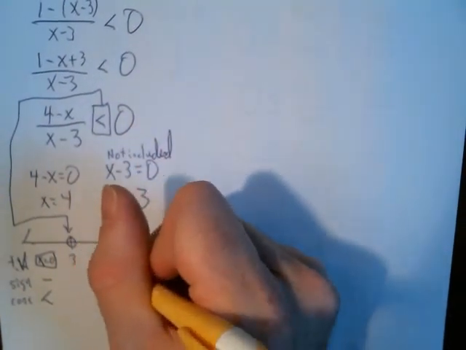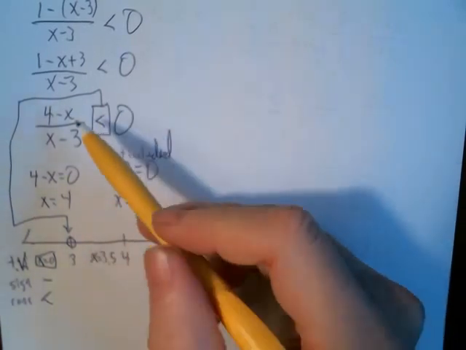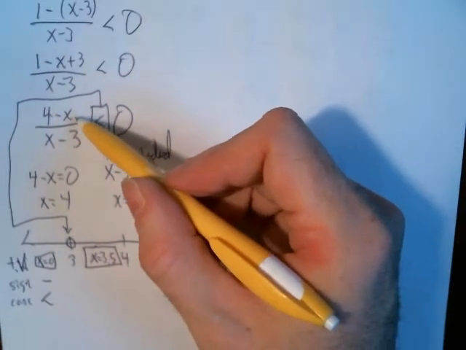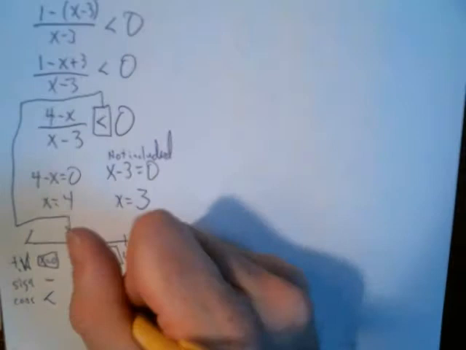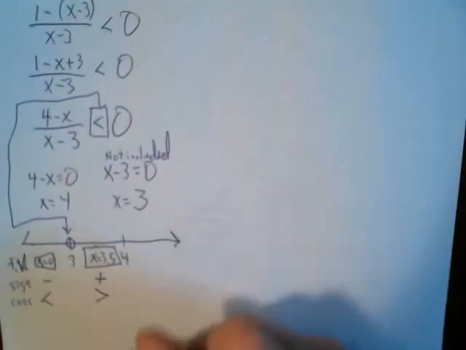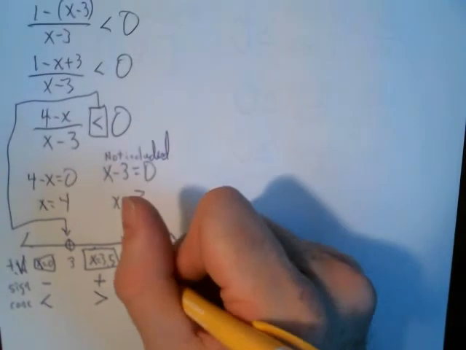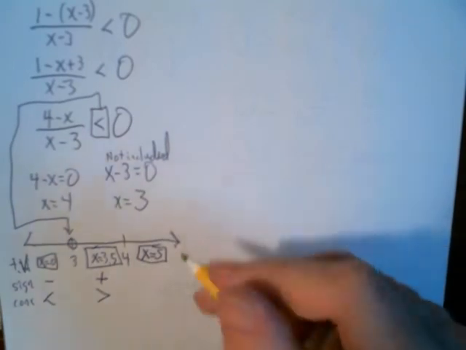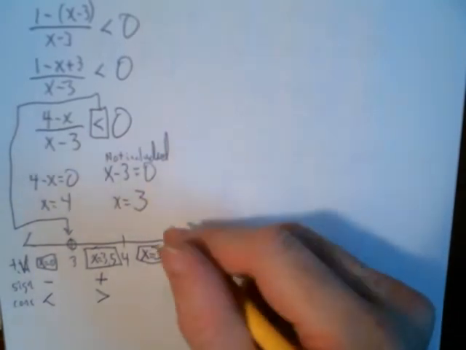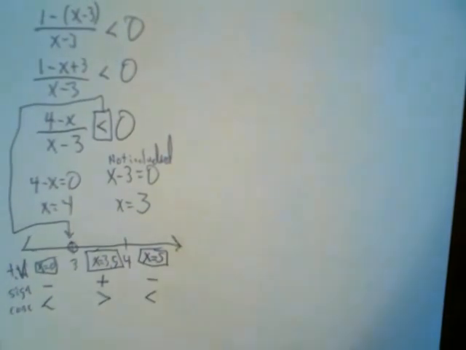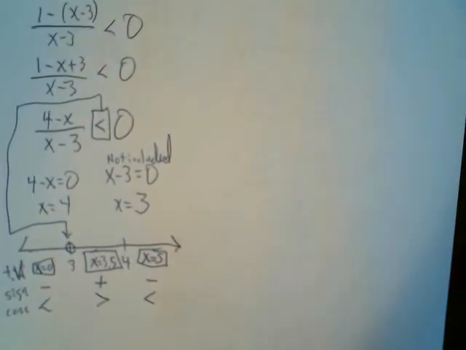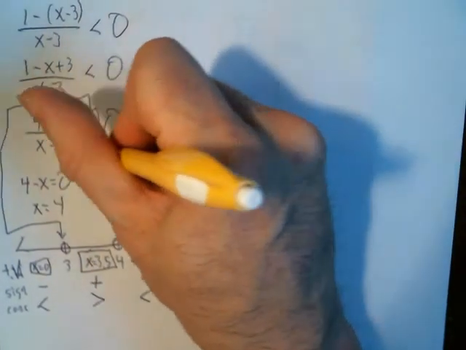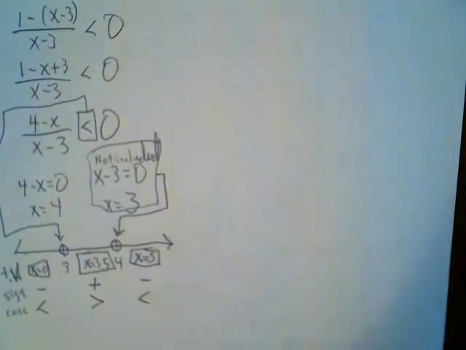In the middle, I'll check x equals 3.5. So 4 minus 3.5 is 0.5 positive. 3.5 minus 3 positive. Positive over positive is positive. And then from 4 on, I'll say x is 5. Okay. So put in 5, I'll get a negative over a positive, which is negative. And again, we're not going to include this. In particular, it's not because of the inequality type, it's because it causes division by 0.